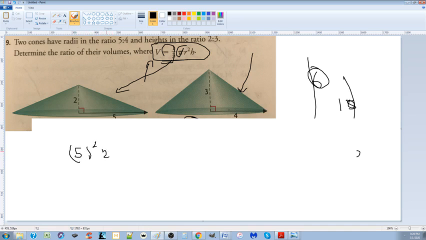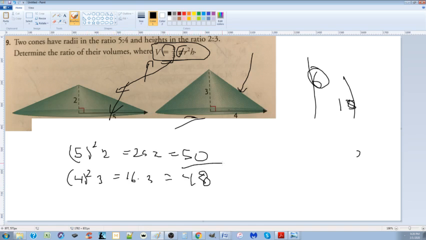What is that? Well, that's 25 times 2, which is 50. And he's the person we're talking about, so we start with his 50. What's the other person's? Well, his ratio squared is 4 squared times his height, 3. 4 squared is 16, times 3 is 48. Now to find their ratios, we simply take 50 and divide it by 48, just as we would take my height and divide it by your height.